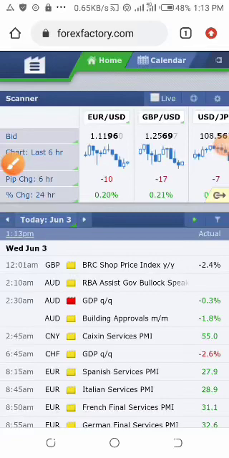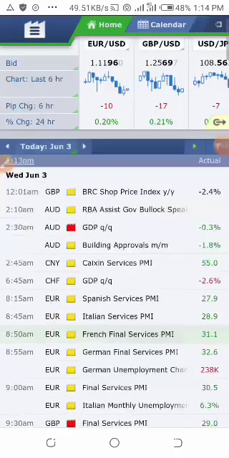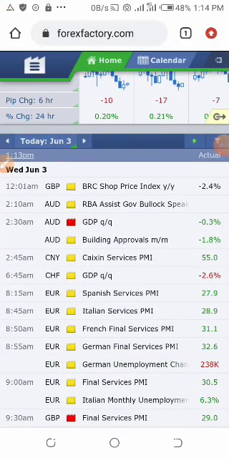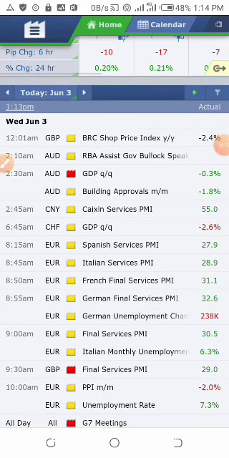I want to explain to you guys how to use your forexfactory.com website to access your news, and then know how to trade them. You see, on Forex Factory there are three types of news. We have high impact news, medium impact news, and then low impact news.